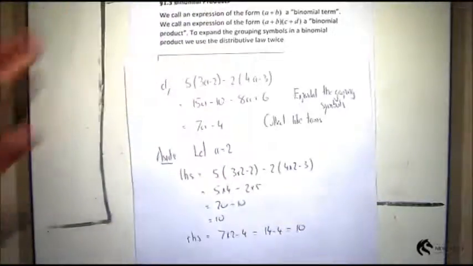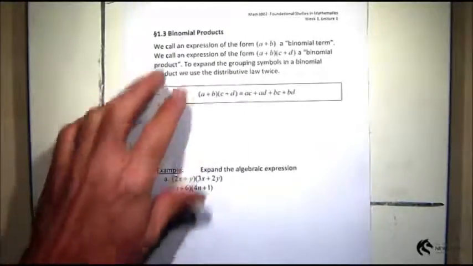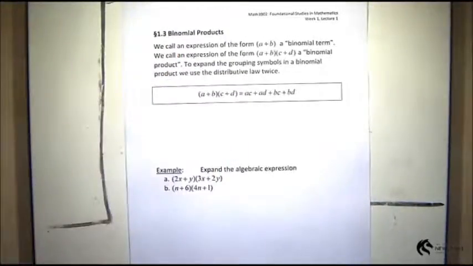So we've now got two tools in our toolkit. We can collect like terms and we can multiply out the brackets. The next thing that we are going to look at is something called a binomial product.